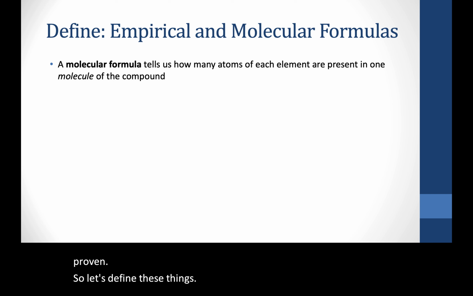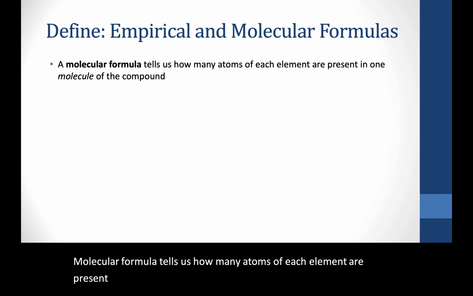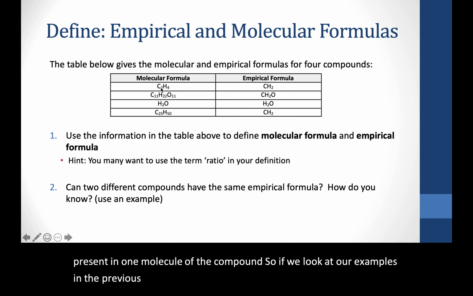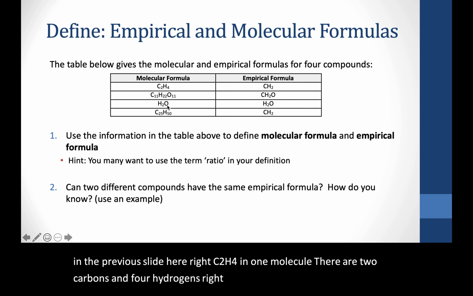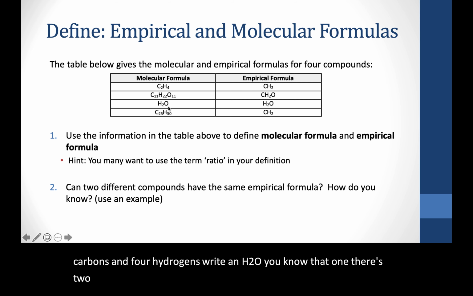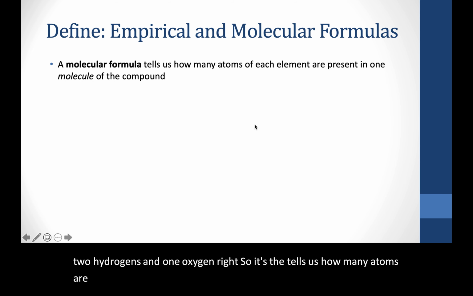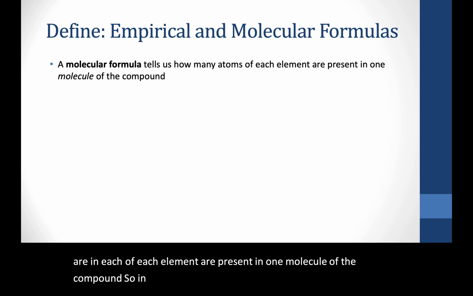A molecular formula tells us how many atoms of each element are present in one molecule of the compound. If we look at our examples in the previous slide, C2H4: in one molecule there are 2 carbons and 4 hydrogens. In H2O, you know that one, there are 2 hydrogens and 1 oxygen. So it tells us how many atoms of each element are present in one molecule of the compound. In one molecule of H2O there are 2 hydrogens and 1 oxygen.